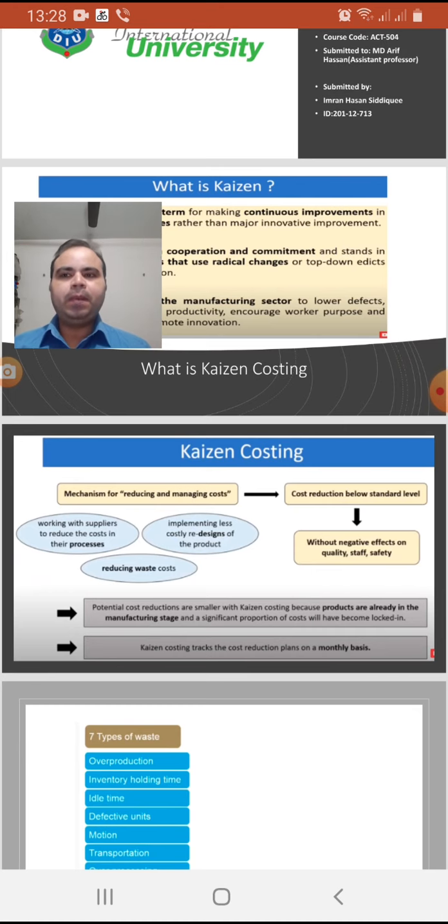It is typically based on cooperation and commitment, and stands in contrast to the approach of big changes or radical changes in an organization. It was developed in the manufacturing sector to lower cost, lower defects, eliminate waste, boost productivity, encourage workers' participation, accountability, and promote innovation as well.